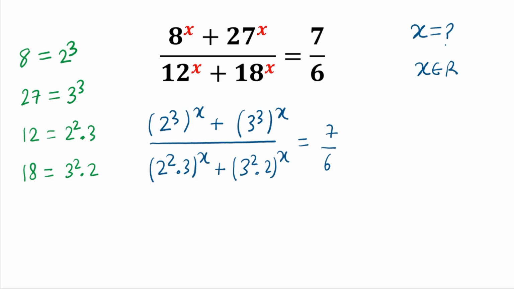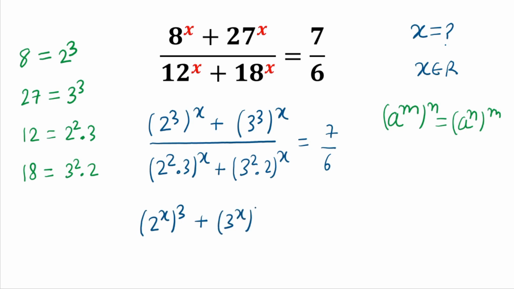Now in the numerator we will apply the rule (a^m)^n = (a^n)^m. Applying this rule, the numerator becomes (2^x)^3 plus (3^x)^3. And in the denominator, first we will apply the rule (a times b)^m = a^m times b^m.